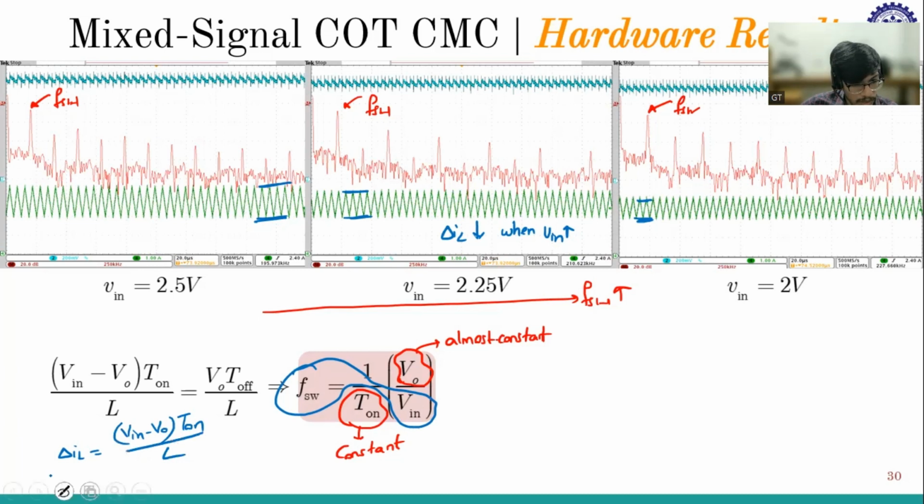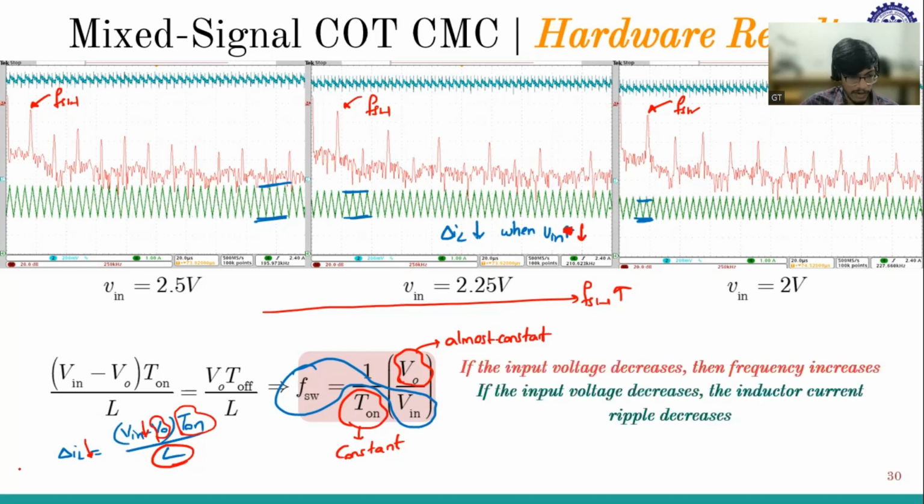So if I have to say delta IL, V naught is almost constant, L is constant, T on is also almost constant. No, T on is constant, V out is almost constant. So delta IL is proportional to V in. So if V in reduces, delta IL reduces. So that is what is happening. This V in is reducing and delta IL is also reducing.